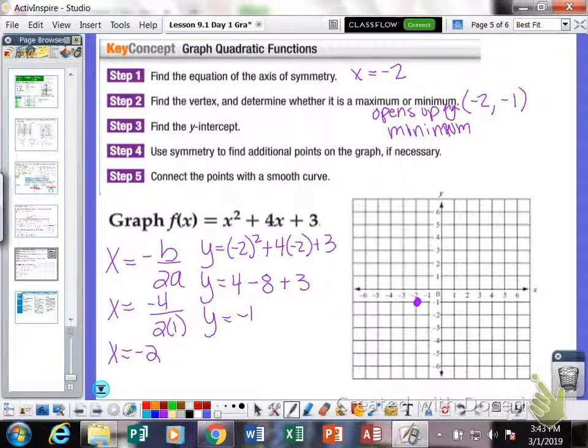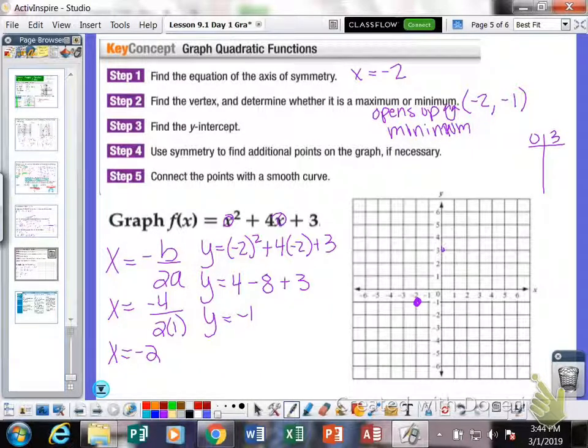So now it says use symmetry to find additional points on the graph if necessary. So I need to find other points. Well, this is what's really nice. Let's do 0, because 0 is a nice, easy number. Put 0 back into the equation here, into this f of x function. If I substitute 0 in, I get 0 squared, which is 0, 4 times 0, which is 0. So I'm going to get (0, 3). So when I substitute 0 into my function, I get 3 back out.